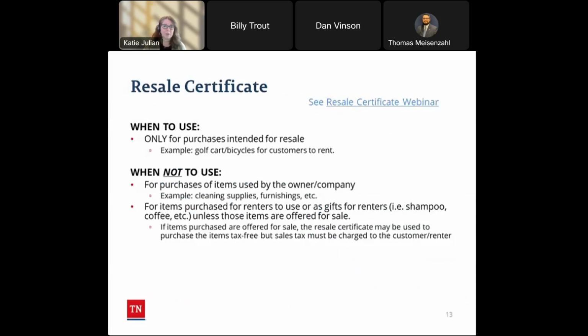All right, so you may be aware that when you open up a sales tax account, you're going to get a resale certificate, which can be used to not pay tax on items that you purchase that are intended for resale. An example of this is you buy a golf cart or some bicycles for your customer to rent for your cabin. You can buy that using your resale certificate if it is going to be used for customers to rent, because renting of tangible personal property is viewed the same way as selling tangible personal property.